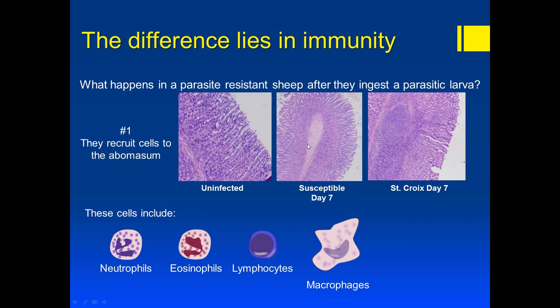In between the layers of tissue right here, we have this invasion of cells coming across this muscle layer and out into the mucosa, trying to deal with this parasite infection. The cells occurring in this early infection include neutrophils, eosinophils, lymphocytes, and other cells called macrophages. These cells are pretty critical, and we're going to talk about those a little later. What happens in this parasite-resistant sheep is that they bring in all these cells and respond to the parasite infection, where you don't see that early response in the susceptible sheep.